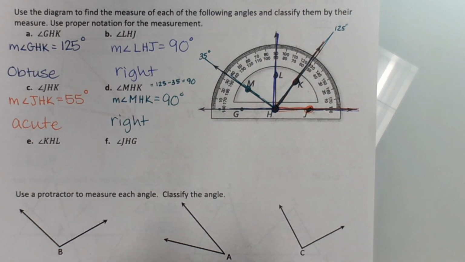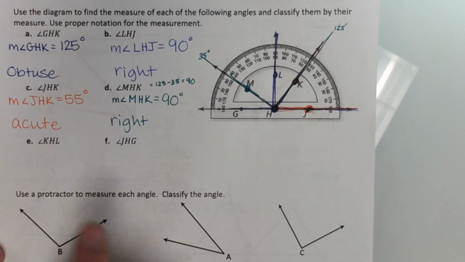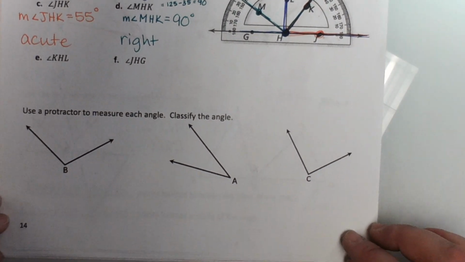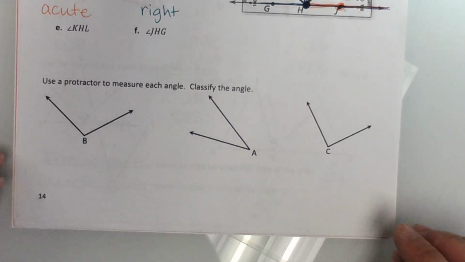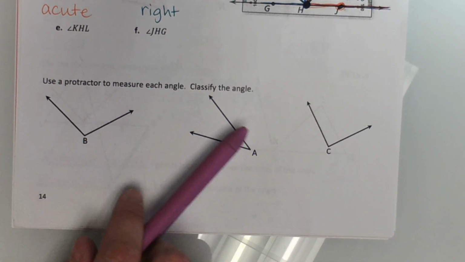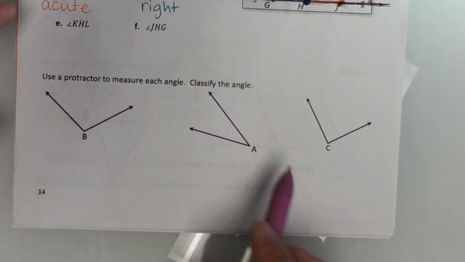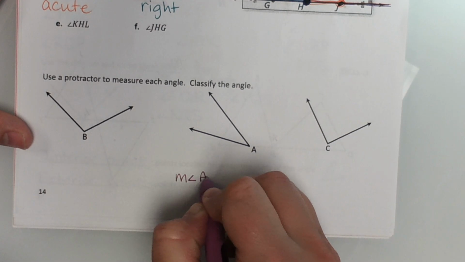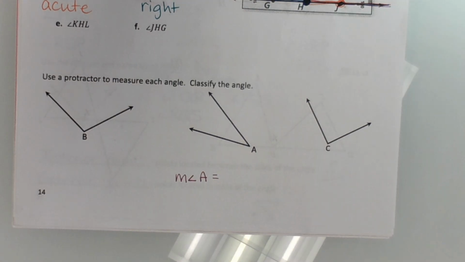Okay. The last two follow the same option. I want to talk a little bit about one of these on the bottom. We're going to take a look at the middle one, the one that's named angle A. Now these ones are asking us to do the same thing. They want us to give the measurement and to classify it. Could you tell me its classification without measuring it? Yeah. It's acute.